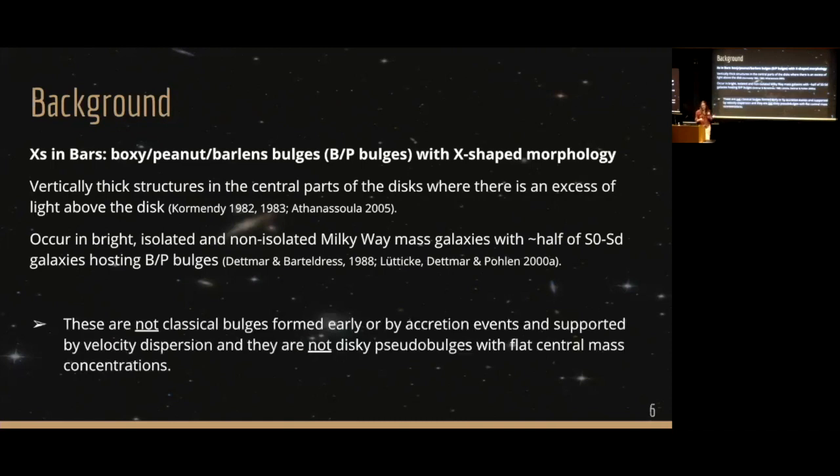So once again, these are not classical bulges formed early by accretion events. They're not supported by velocity dispersion, and they're not disky pseudobulges. So just to give you an idea of what is an X, what am I talking about here? These X-shaped morphology, boxy peanut bulges are all this one category of things that are not classical bulges and are not disky pseudobulges.